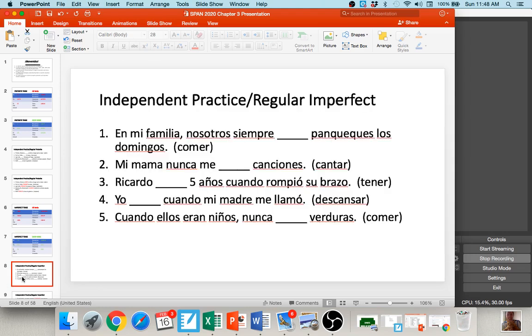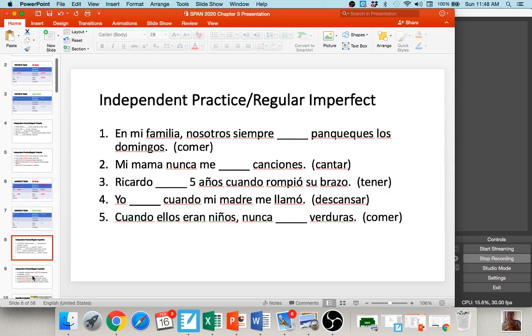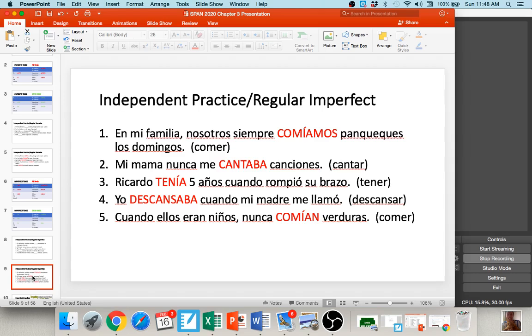Go ahead and pause your audio one more time and give these regular imperfect verbs a try. Okay, now that you've had a second to practice, you can see here your answers in red.